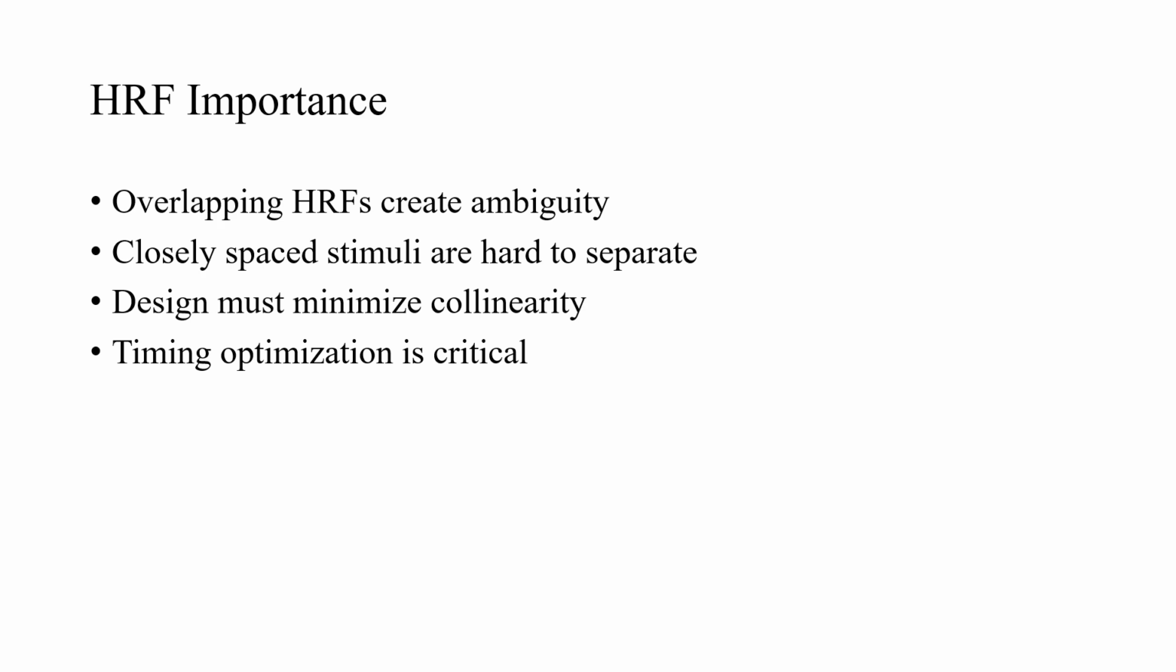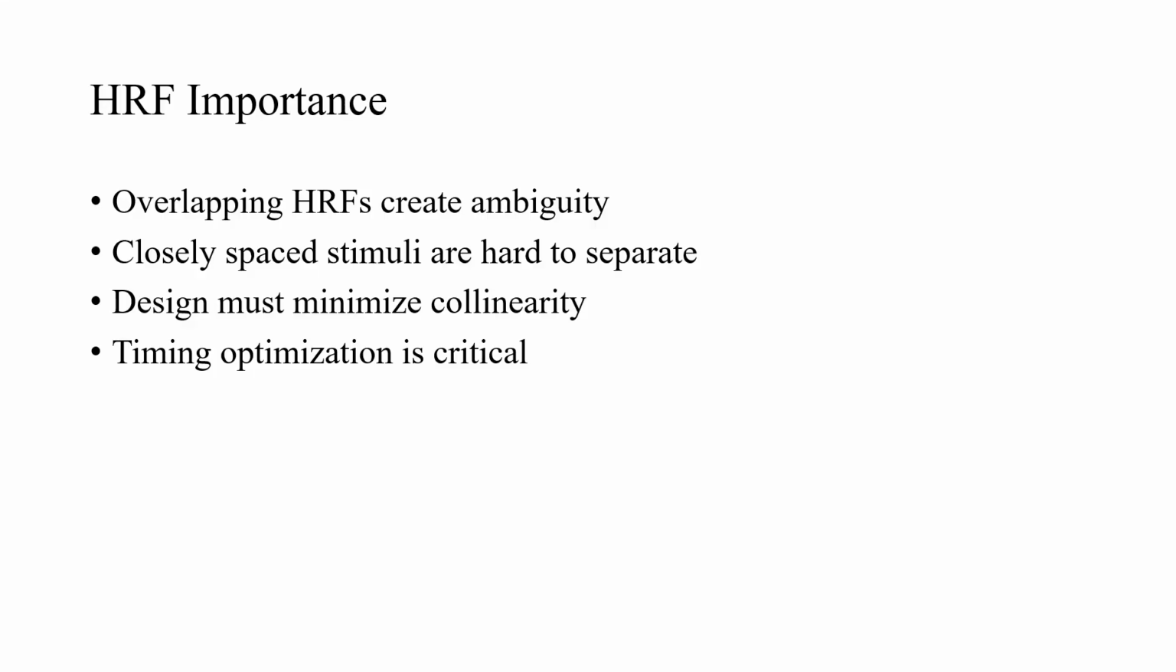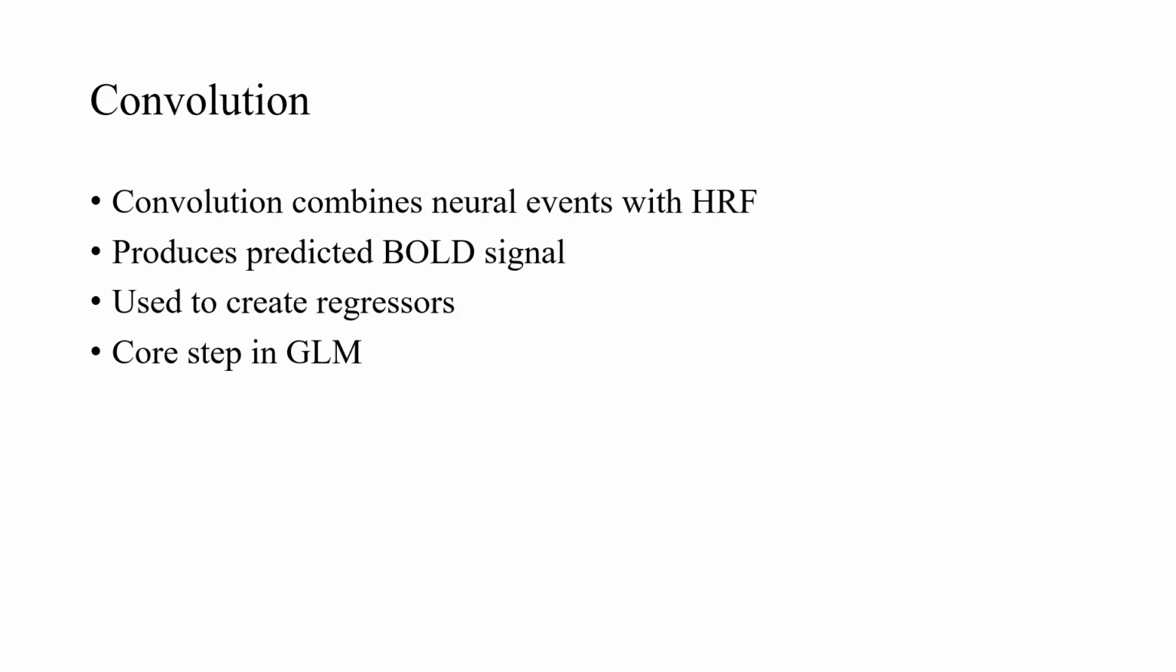A good experimental design for fMRI must therefore minimize collinearity, so that the stimuli of interest are not presented just one after the other with small time in between. They should actually be well spaced out. So, timing optimization in these cases is extremely critical.